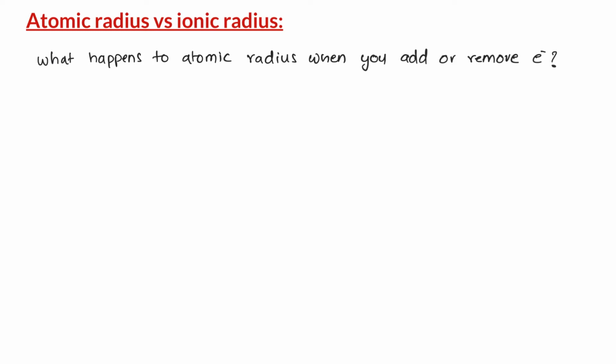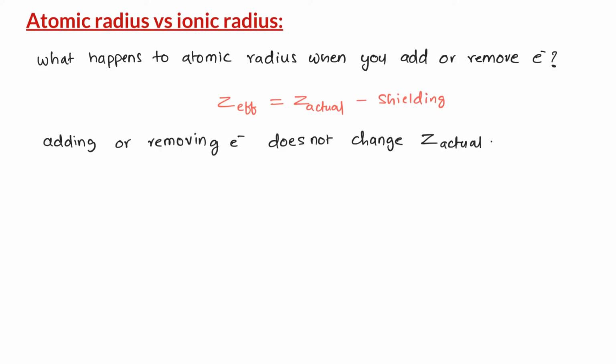Now let us see what happens to the atomic radius when you add or remove an electron from a neutral atom. This question can be answered using the same equation, that is, Z effective is equal to Z actual minus shielding. When you add or remove an electron from an atom, the Z actual, that is the actual nuclear charge or the number of protons inside the nucleus, does not change.